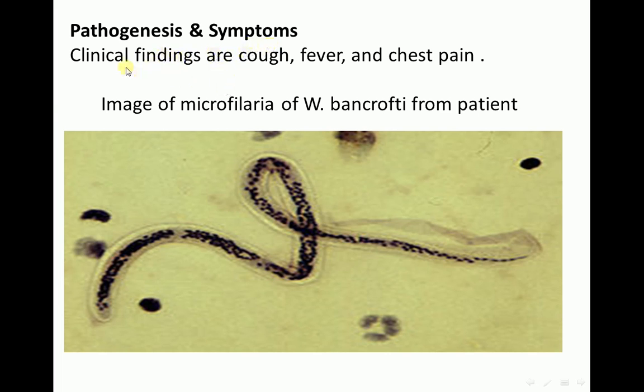Pathogenesis and symptoms. Clinical findings are cough, fever, and chest pain. This is the image of microfilaria of Wuchereria bancrofti. We can see this microfilaria covered with a sheath. This is the anterior portion of the microfilaria. We can see coarse nuclei along the body, and this is the tail of the microfilaria.